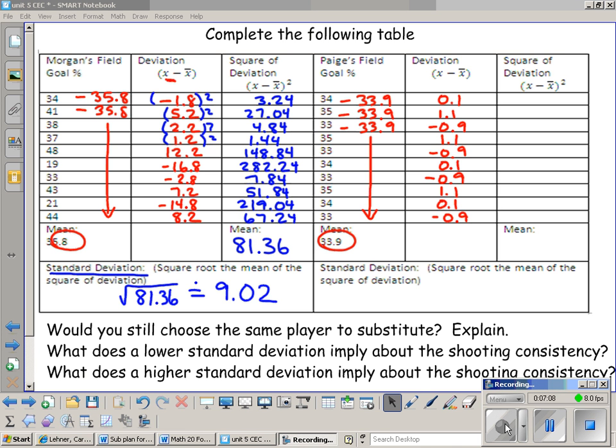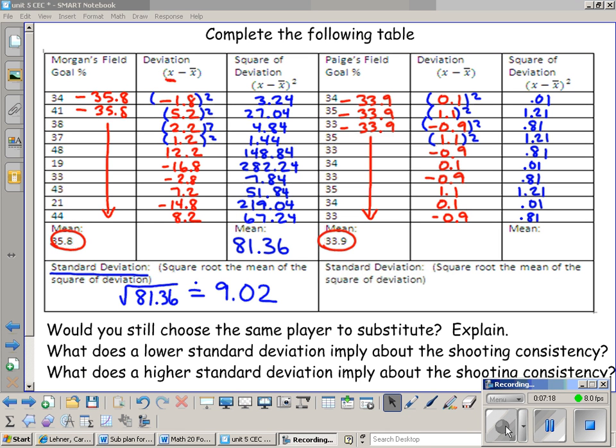So once we've found the deviation, now we want to square each of these values. So we're going to take the deviation and we are going to square each of them. And once we've squared each of the deviations, now we are going to find the mean. So we are going to add all of them up and divide by 10.